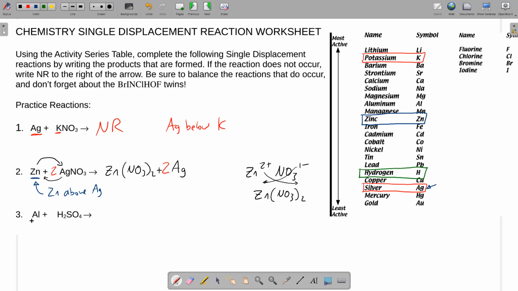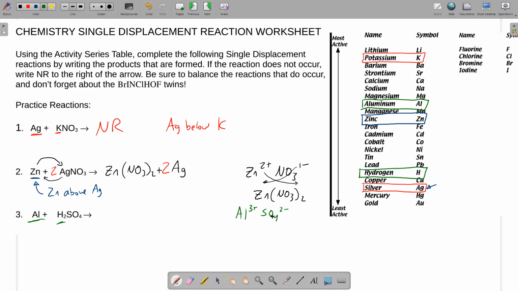So the thing that aluminum could replace is hydrogen. The two things in number 3: you've got hydrogen, and you've got aluminum up here. Aluminum is above hydrogen, so the reaction happens. Aluminum is in column 13 on the periodic table and has a charge of 3 plus. Sulfate, SO4, has a charge of 2 minus. So when aluminum replaces hydrogen, the aluminum goes with the sulfate anion.